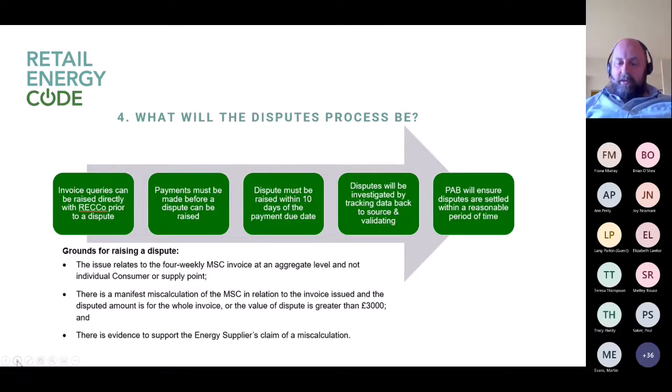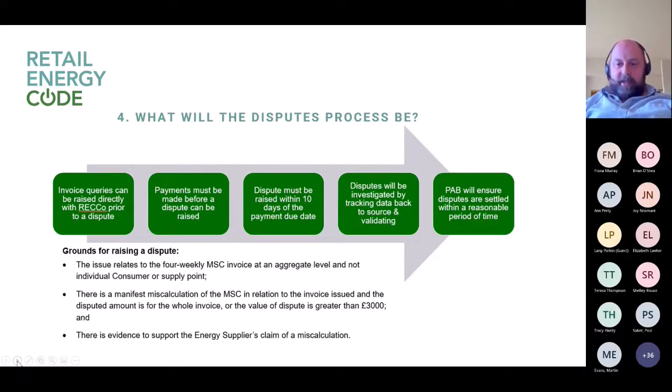As I said earlier, we would expect those disputes to be resolved by the next scheduled PAB, subject to them having sufficient time in advance to consider the information, etc. If there's a material amount of money there and you feel you can't wait until the next scheduled PAB, then as part of your dispute, you could ask for that to be looked at urgently, and we would obviously consider that.